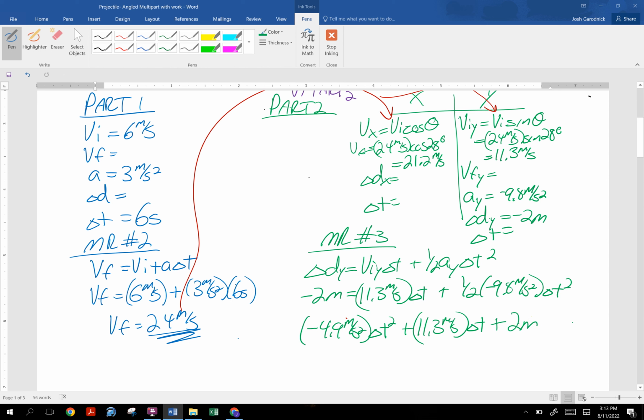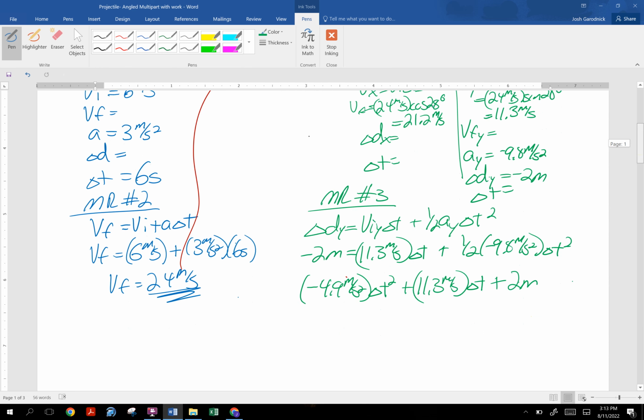If I sub this into the program on my calculator, which you should have put on your calculator, because if you haven't at this point, I don't have to tell you anymore. Like, you got to do it, or do it by hand and waste a lot of time. Anyway, I get delta t equals 2.47 seconds. There was a negative time, but by now you know not to use that.